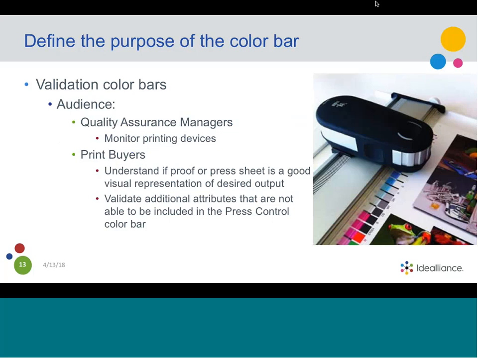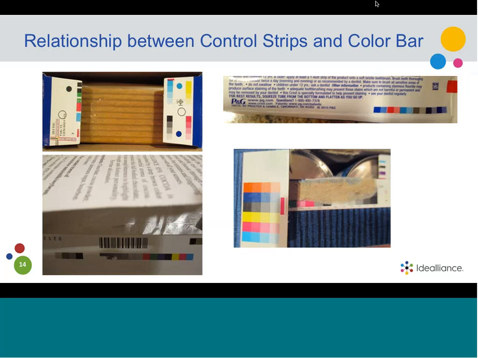They're also validating additional attributes or patches that can't be included in a color bar because of the aforementioned space requirements on a press sheet. So you can add things like multiple gray patches or multiple tone patches that wouldn't have the space in a press control bar. Yeah, and a couple examples you can see right here.